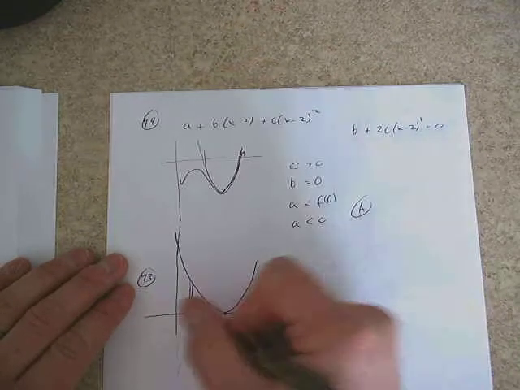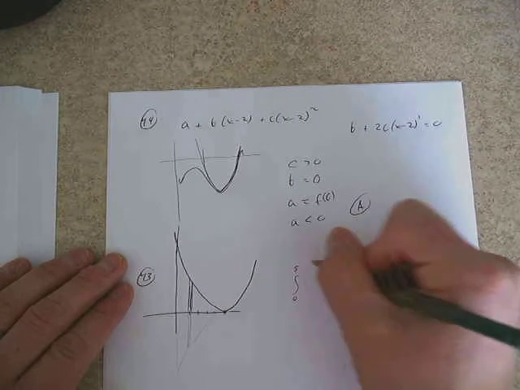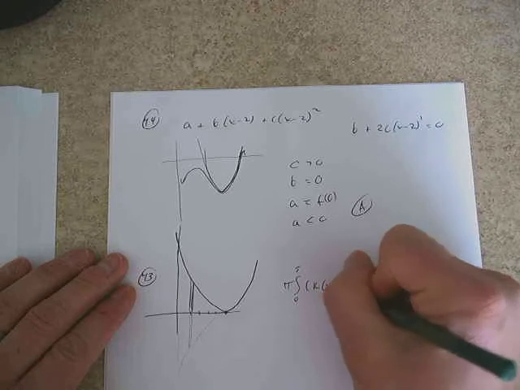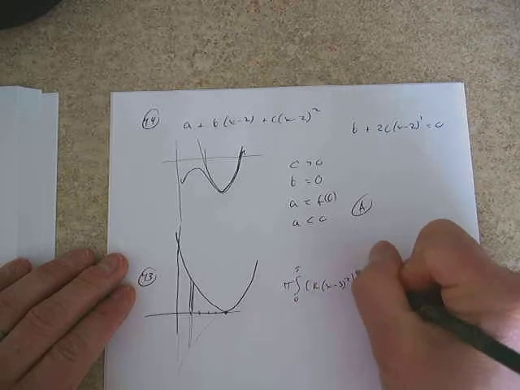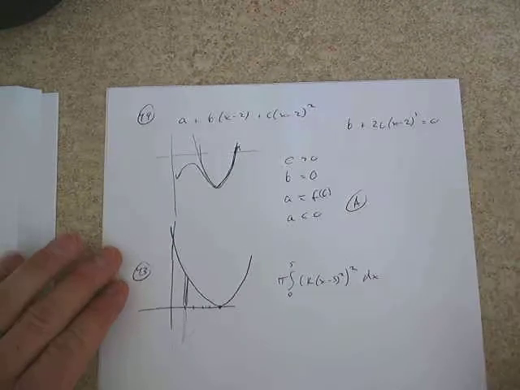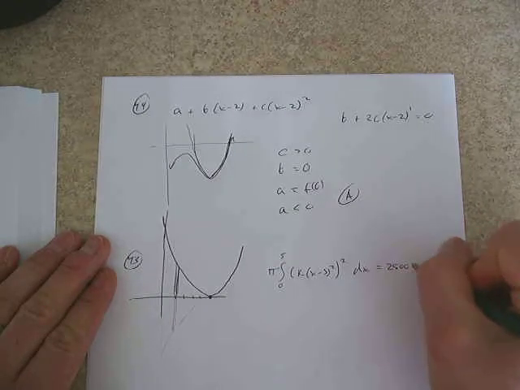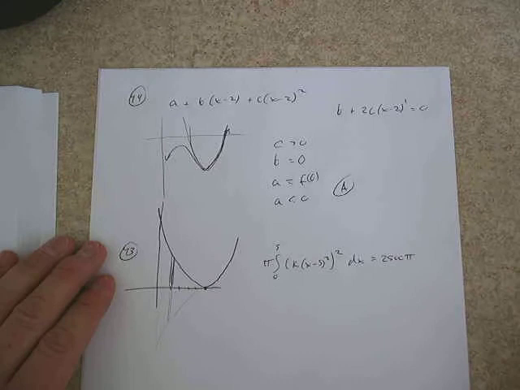So we know that we'll go from 0 to 5 for our integral here, and the disk is going to be pi times r squared. R would be k times x minus 5 all squared, dx, thickness of each disk. And we know ultimately that is to equal 2,500 pi. True?